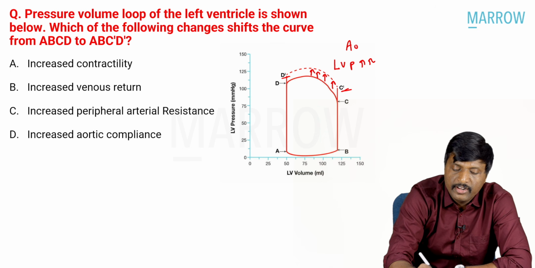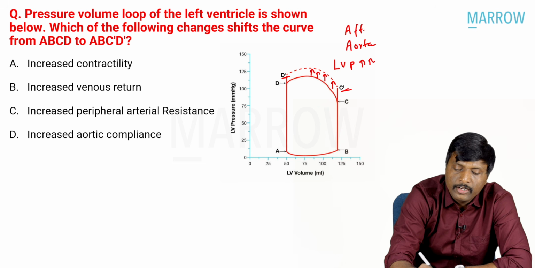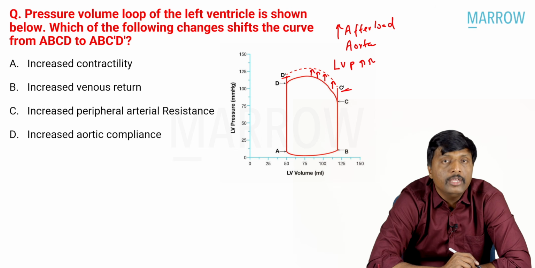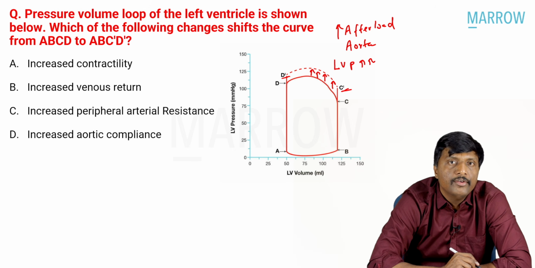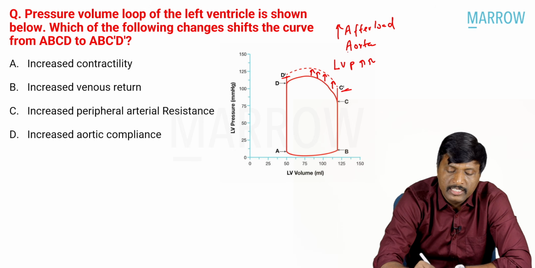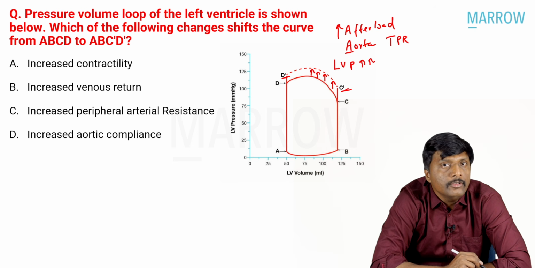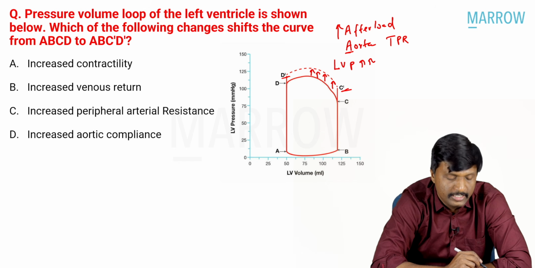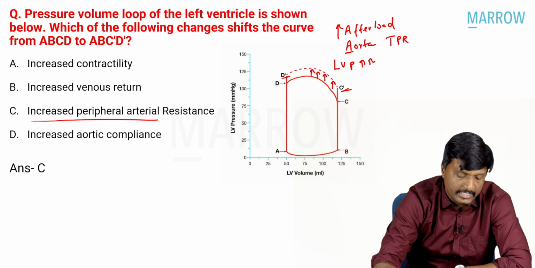What is coming after the left ventricle? Aorta. That is why we call this afterload. Whenever there is an increase in afterload, the ventricle has to work more. When there is an increase in afterload, it means something concerned with the aorta, our total peripheral resistance. So this question is totally about afterload. They are not directly asking, they are giving it indirectly as total peripheral resistance. So increased peripheral arterial resistance, this is the answer.